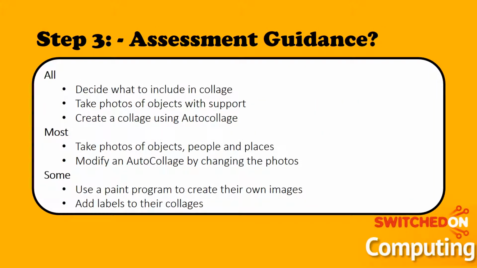Now, in terms of the assessment guidance, many people are panicking about assessment at the moment, but there's tons of different ways to assess this work. This is just one of them. So, for example, we need to make sure that all students can decide what to include and take photos of objects. They must be able to create their collage using the auto collage. Most of them should be able to take photos of objects and modify them in some way. And some of them will be able to use a paint program to create their own images, which they can later add in. And they can add labels to their collages. Now, the next slide you're going to see will talk about some ways of using assessment within your school.